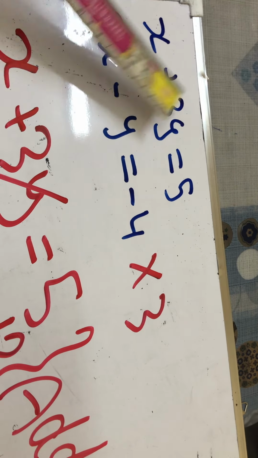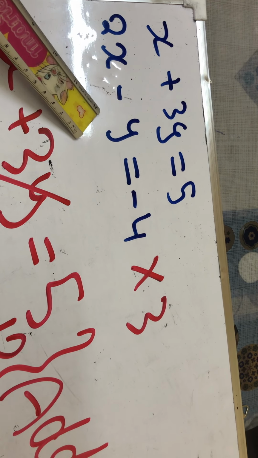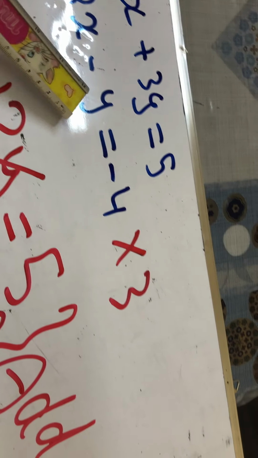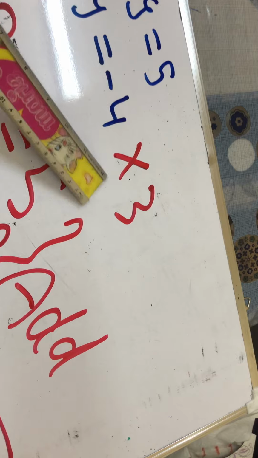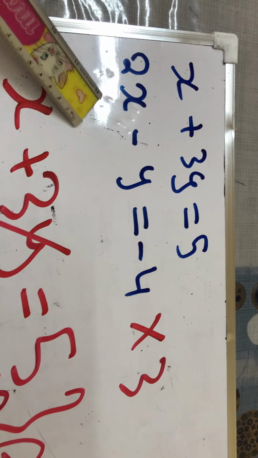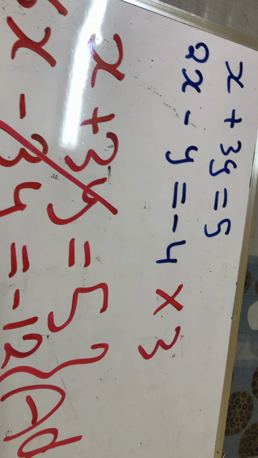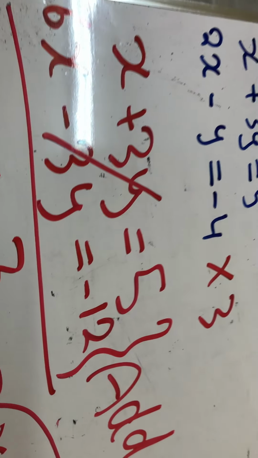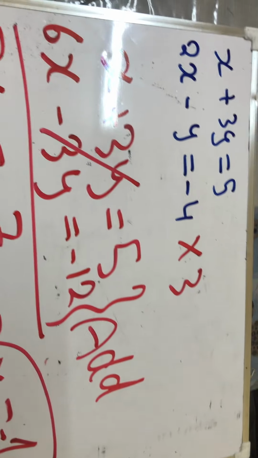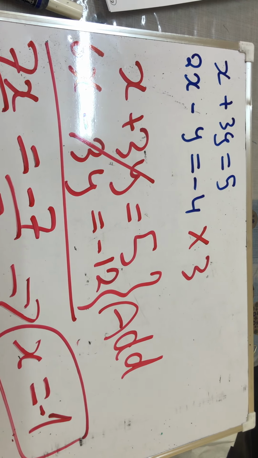So here 3, I want here also 3. So I'll multiply by 3 all the terms. So 3 times 2 equals 6. And 3 times negative 1 equal negative 3. 3 times negative 4 equal negative 12. Okay? By this way, I get the value of negative 1.